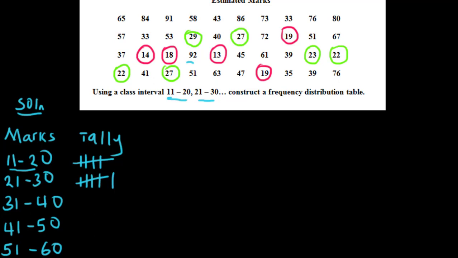Next, 31 to 40. We have 1, 2, 3, 4, 5, 6, 7. So we have 7.